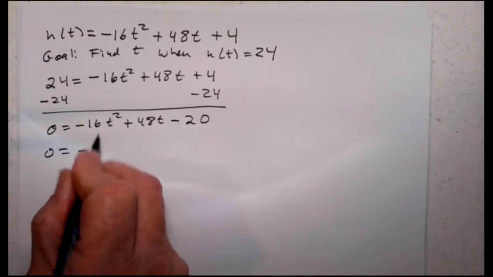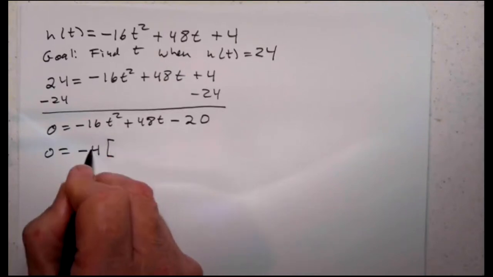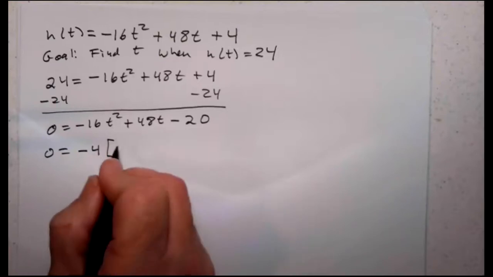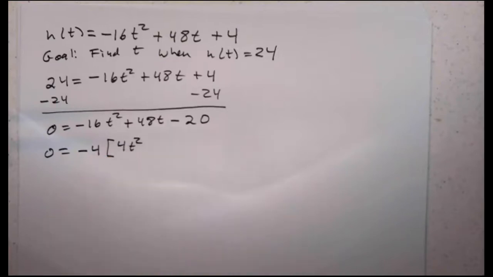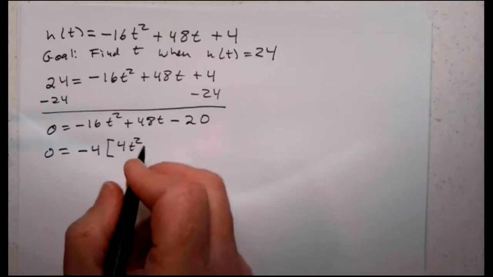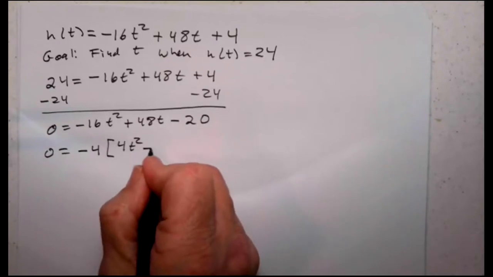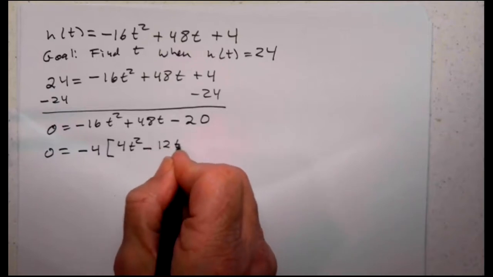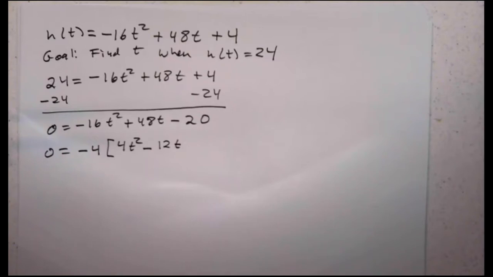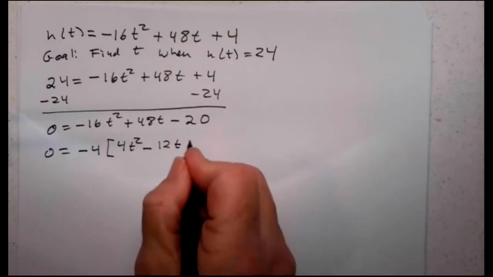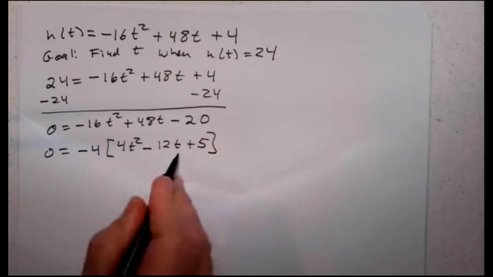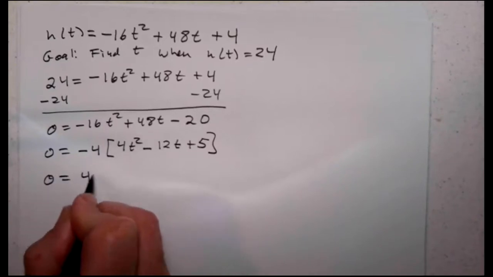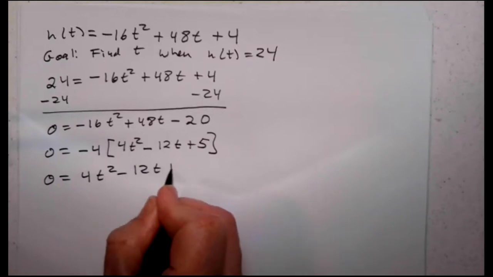But I'm going to factor out negative 4 so that my leading term is positive. Negative 16 divided by negative 4 would be 4t squared. Then we have 48 divided by negative 4, negative 12t. And finally, we get negative 20, and negative 20 divided by negative 4 would give me 5. Negative 4 can't be 0, so I need to solve the quadratic equation. 0 equals 4t squared minus 12t plus 5.